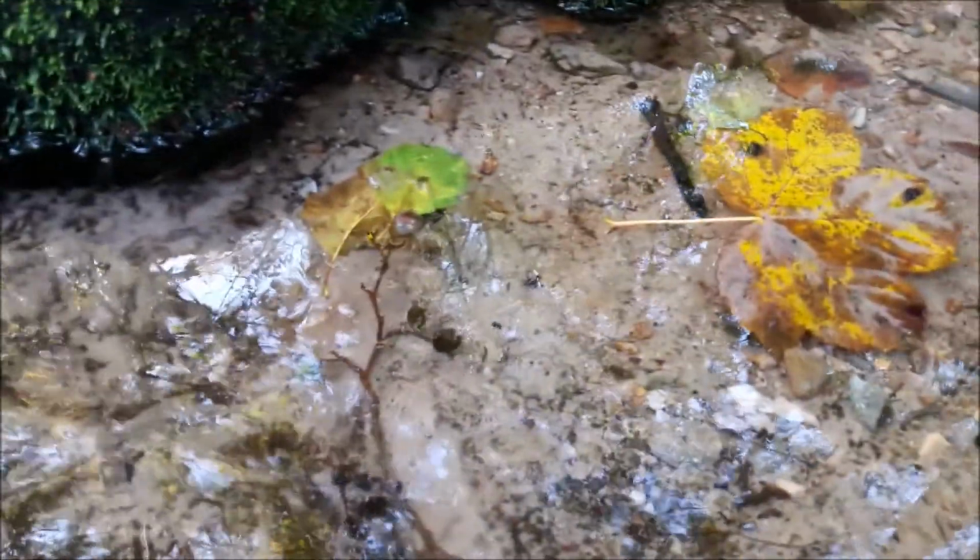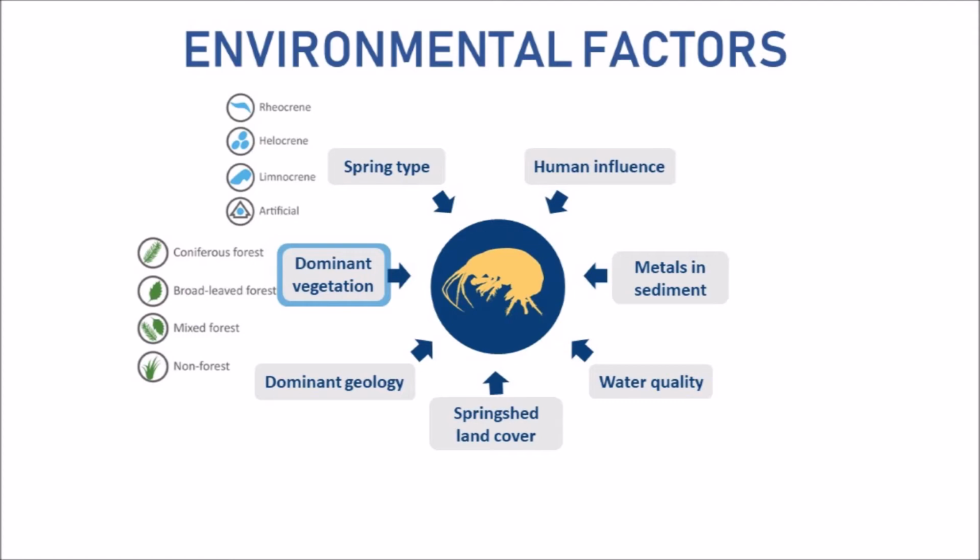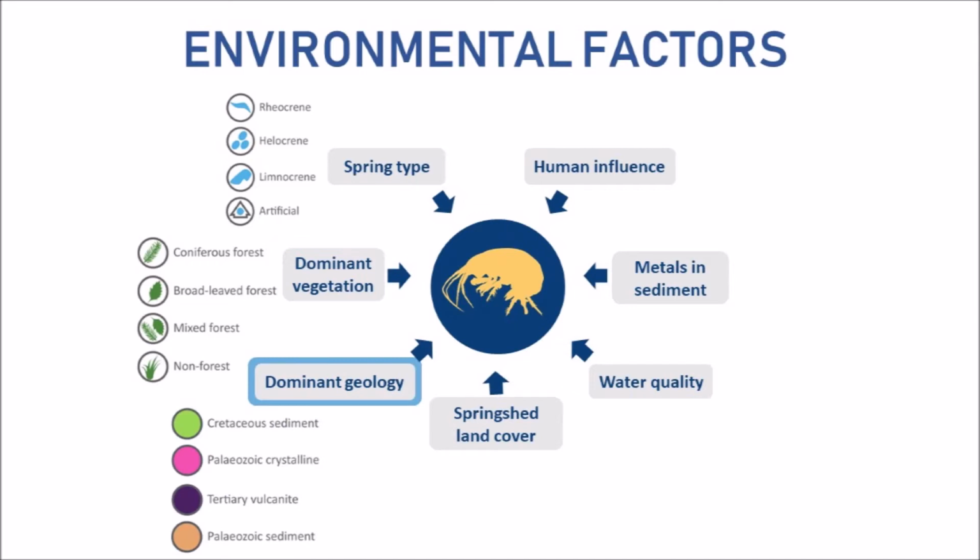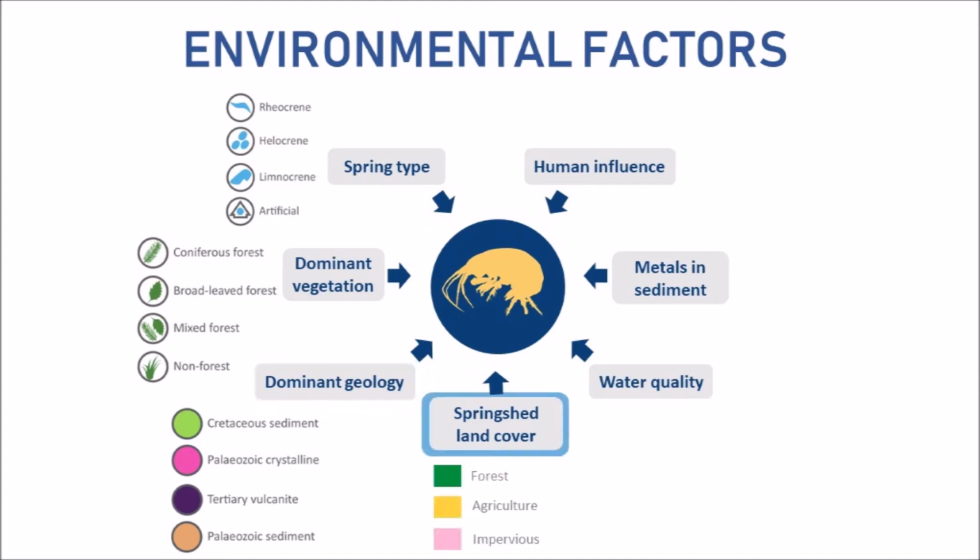The plants around each spring are key for water retention, and they can influence the quality of water. I classify the vegetation in 4 main types of forest. The geology is also important to understand groundwater. The minerals from rocks can affect the water quality as well, and the porosity can influence the infiltration rate. Land cover in the catchment of each spring can also be influential.